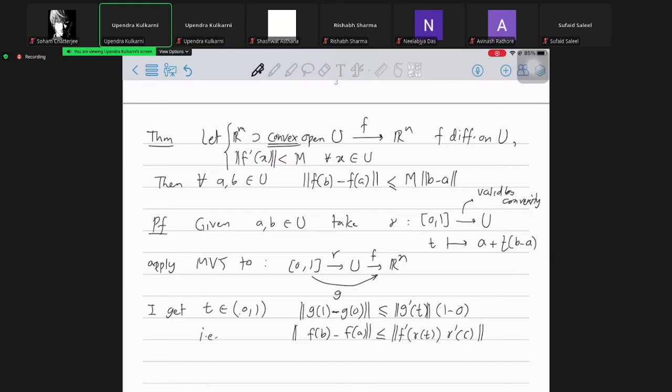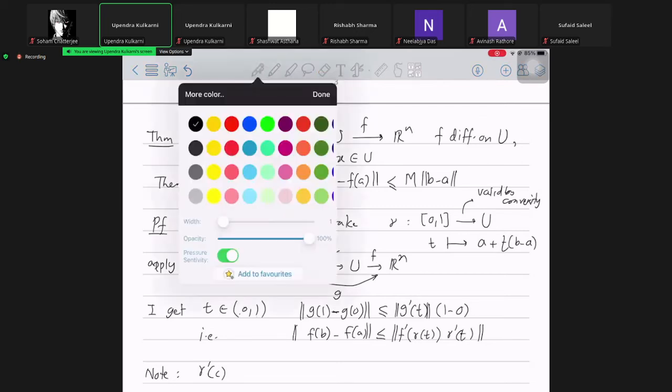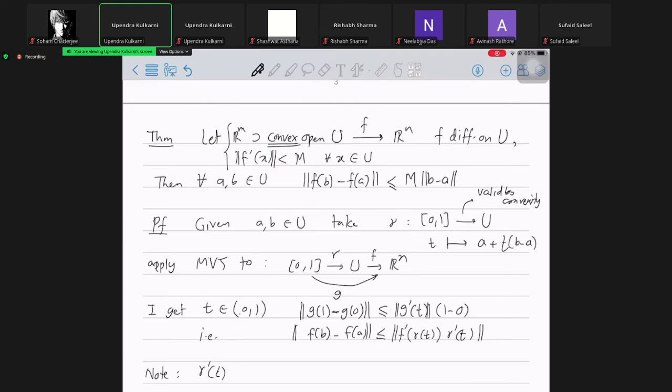Okay. So F prime of gamma of T is okay. But the point is, note, what is gamma prime of T? Sorry, no, what am I writing here? Not C. F prime of gamma of T times gamma prime of T. So what is gamma prime of T? Gamma is a line. B minus A.